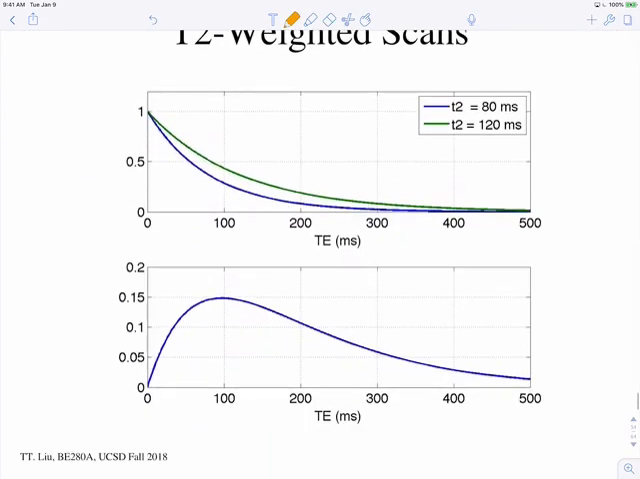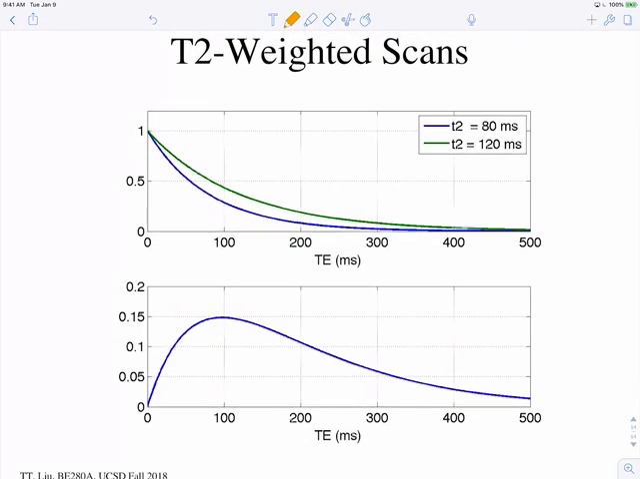So this is an example here where we have two T2s, one at 80 and one at 120. You see the 120 decays more slowly than the one at 80, and the difference is here. And here you see the peak difference is around 100, and so that's also, once again, the average. As a rule of thumb, if you have two tissues with different T2, if you pick an echo time that's sort of midway between, that will create good contrast for you.